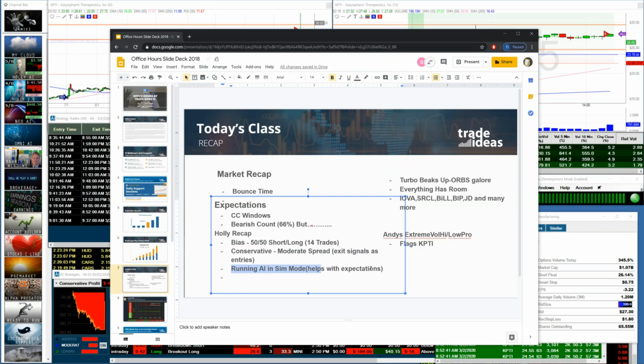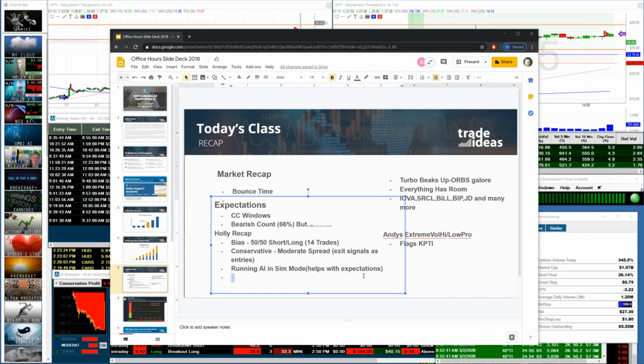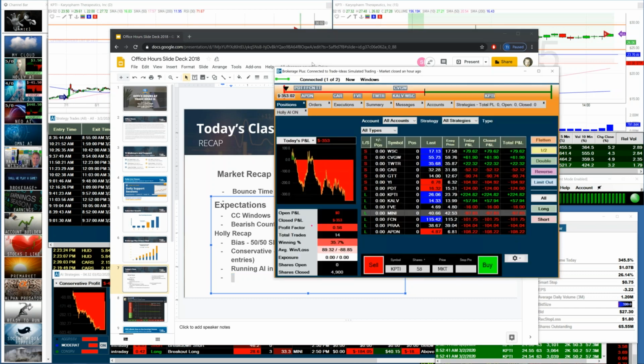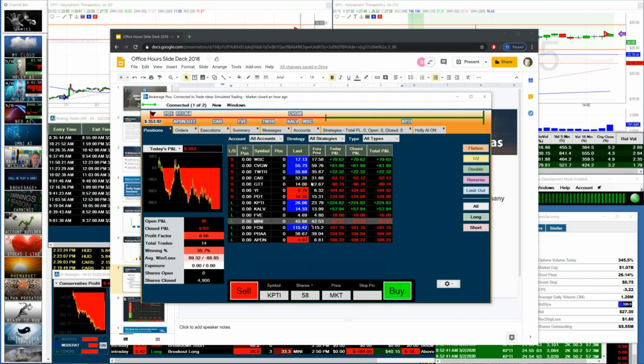Okay, and one thing I would like to point out real quick here, if you do have a premium subscription and you've paid the fee to access the AI auto trading functionality, and let's say you might be dabbling in it thus far, maybe you haven't, it's always a good idea, and I do this every day now, to run the AI in simulation mode.